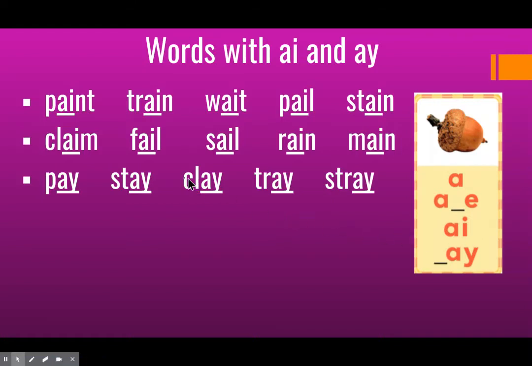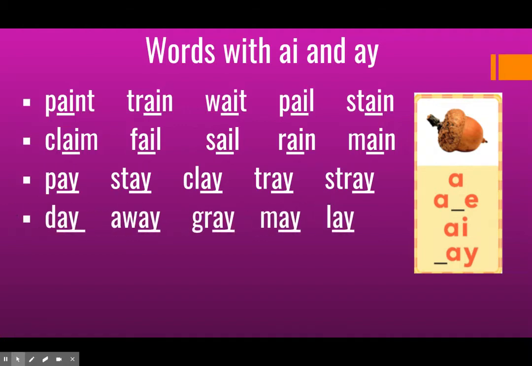All right. Here we go. My turn. A, pay. A, stay. A, clay. A, tray. A, stray. Now, those are all rhyming words because if a word ends with the same sound, it is a rhyming word. And you notice that the AY comes at the end of a word or a syllable. Okay, let's read those together. A, pay. A, stay. A, clay. A, tray. A, stray.